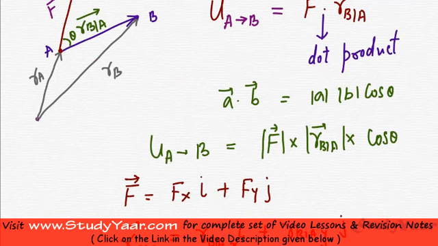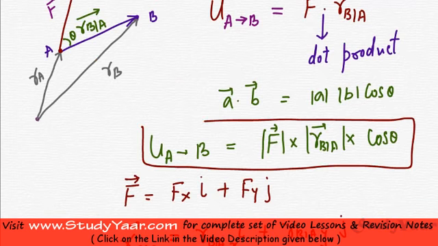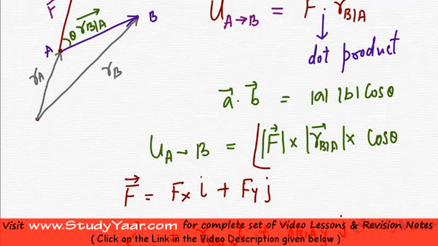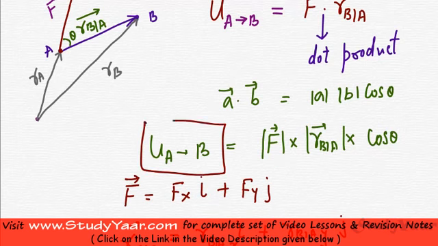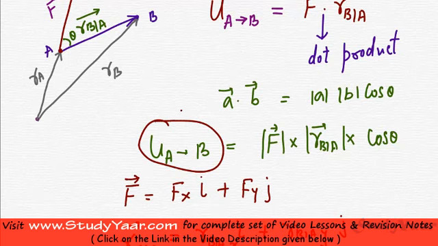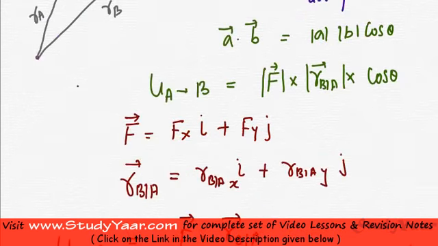Let's look at this expression again. What is my work done? My work done is the modulus of force into the modulus of relative displacement vector into the cos of the angle between these vectors. This is a scalar, this is a scalar, this is a scalar. What we are getting finally is a scalar. So my work done is a scalar, it is not a vector. It is going to have a sign, either plus or minus, depending upon this angle, but it does not have a direction.